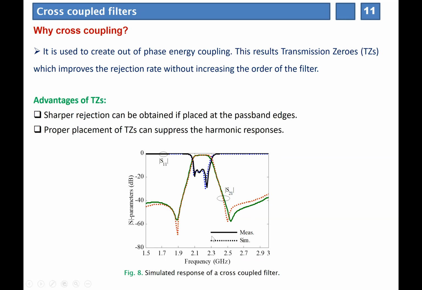What is a transmission zero? You can see the response: S21 suddenly has a very low value. Just after the pass band, it drops up to 60 dB. These two dips are called the transmission zeros, because here the transmission is very small. Ideally it is 0, but in practice you will not get 0, but it is very small. And these dips in S21 are called transmission zeros.